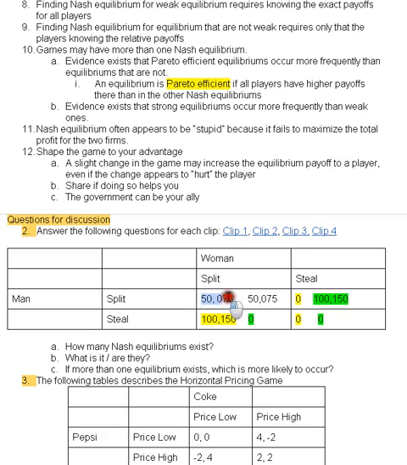Note, split split is not a Nash equilibrium. For example, the man would receive a higher payoff by unilaterally choosing steal instead. His payoff would go from 50,075 to 100,150 if the woman's choice remains constant. Of course, if both parties change their positions, both would be worse off. They'd wind up at the 0-0 outcome.